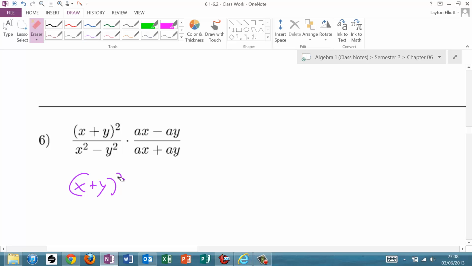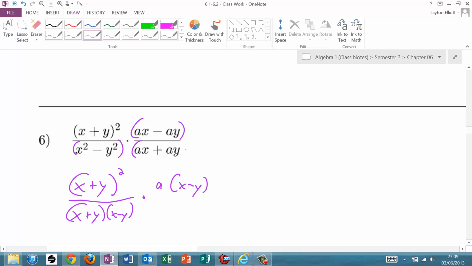Nothing's being added. I'm not talking about the x plus y. I'm talking about that's x plus y times x plus y. So it's already factored. But the denominator is not. That's not completely factored. I could separate that into x plus y times x minus y, times GCF on this one, I have an a times an x minus y. GCF on this one, I have an a times an x plus y.